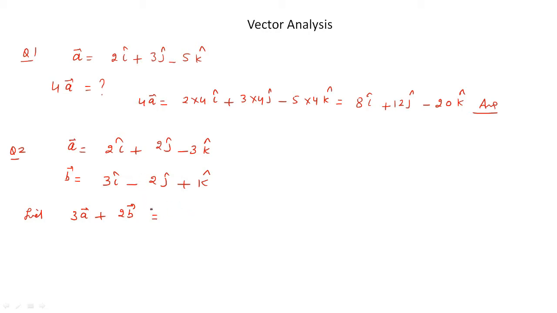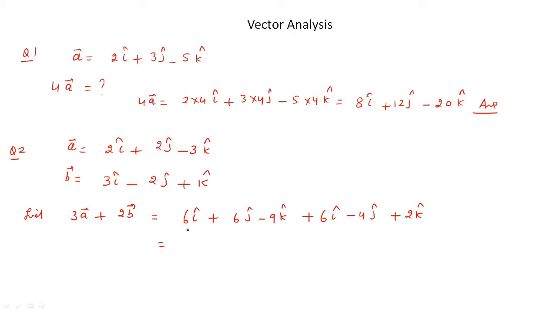So what will be 3A? It will be 6i plus 6j minus 9k. Plus 2B. So we will multiply vector B by 2. So it will be 6i minus 4j plus 2k. Now we can find the answer of the question.